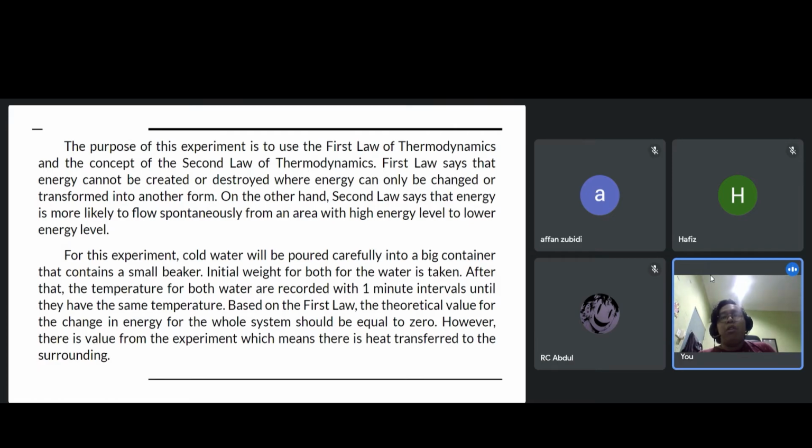For this experiment, cold water will be poured carefully into a big container that contains a small beaker. The initial weight for both of the water is taken. After that, the temperature for both waters are recorded at 1 minute intervals until they have the same temperature. Based on the first law, the theoretical value for the change in energy for the whole system should be equal to 0. However, there is a value from the experiment, which means there is heat transferred to the surroundings.